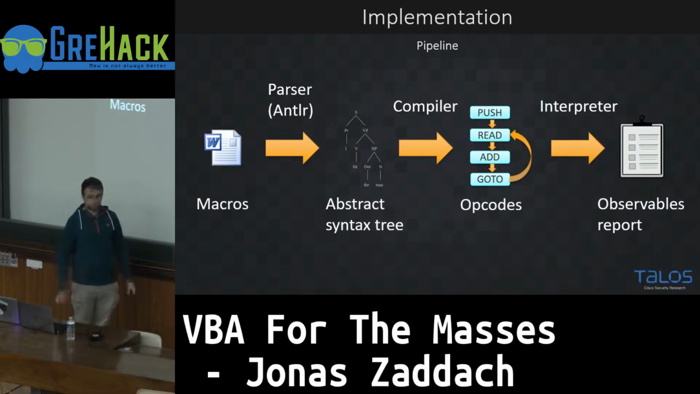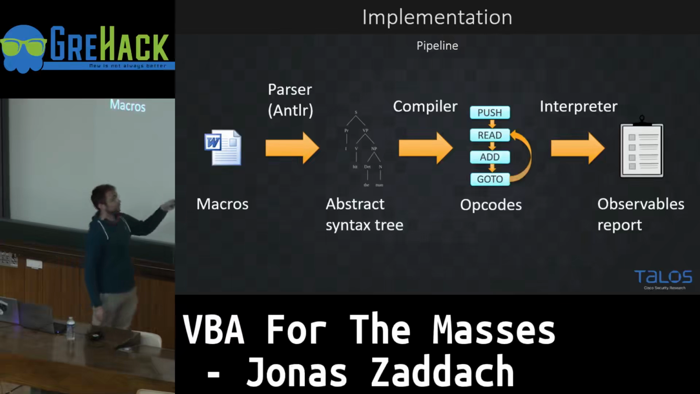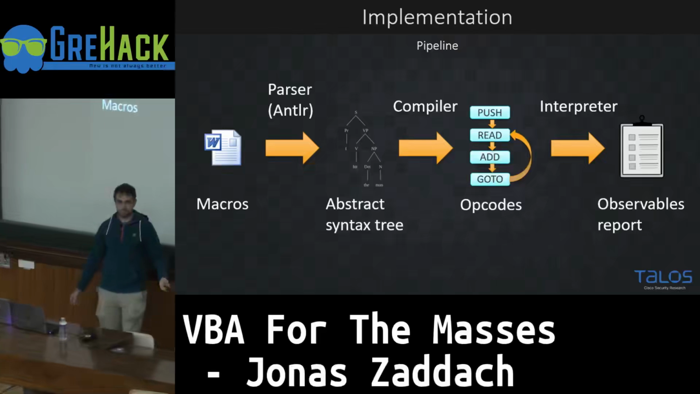So this yielded our implementation, where we start with a document with macros. We have a parser that is generated by our parser generator from an ANTLR grammar. We get an abstract syntax tree that is actually never exposed explicitly, but is directly compiled to opcodes. Then we have an opcode representation of the program. This is pretty similar to what LibreOffice is doing. We're running this on our interpreter, and finally we get a couple of observables in a report.